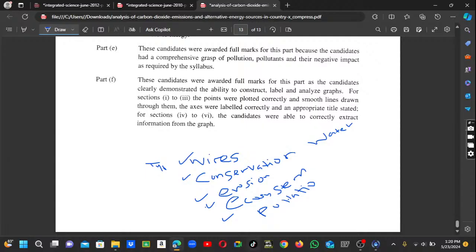Pollution. So they're gonna mention pollution. And we need to know about deforestation. Deforestation, guys, you need to know about this. This is a little bit hard to write with this on my keyboard. You need to know about momentum.